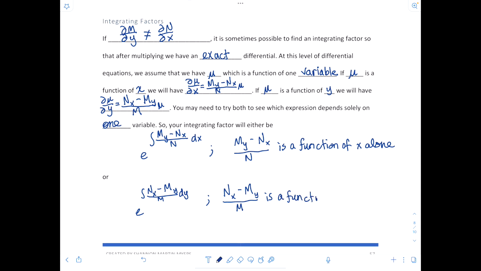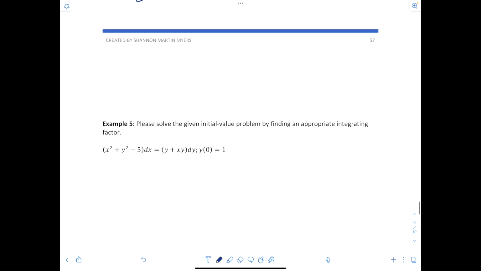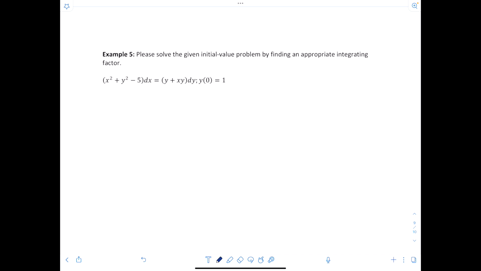How do we use this? Well, fortunately for you, or unfortunately, depending on how you're feeling, you'll have an example. So here we are, example 5. Please solve the given initial value problem. To solve it, we're going to find an appropriate integrating factor.